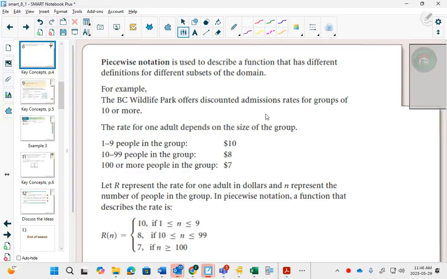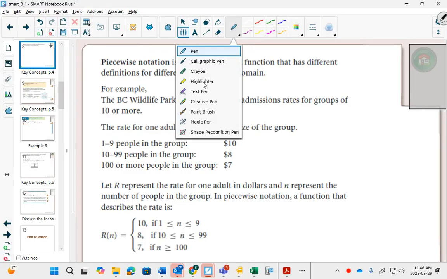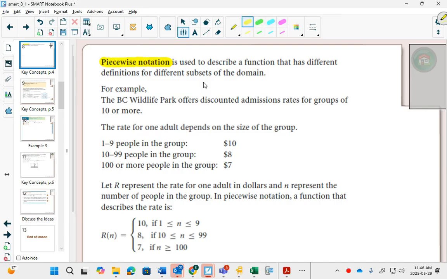Page 618, and we're going to look at something called piecewise notation. Piecewise notation is what we use when the domain is broken up on a function and you have different definitions for different parts. They give an example of the price if you want to go to a wildlife park in BC. Depending on how many people in your group, they make the price cheaper.